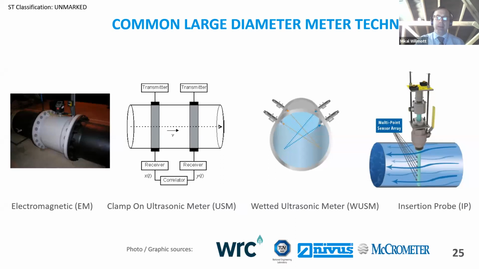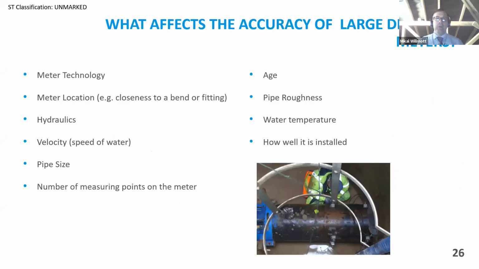Now, not all meters are as accurate as each other, and where you put a meter can also affect the accuracy. So there's a few things that affect the accuracy of meters. It's worth just very quickly taking you through some of them. The meter technology affects how accurate it is. The meter location: if you put a meter close to a bend or close to a fitting, you may have distorted hydraulics, which will affect the accuracy of the meter.